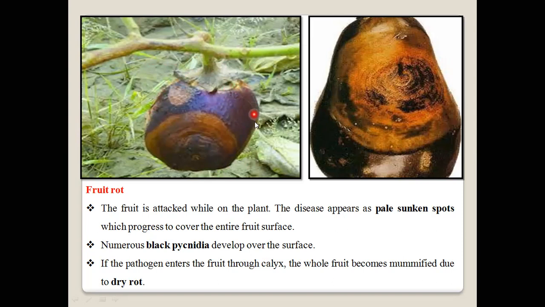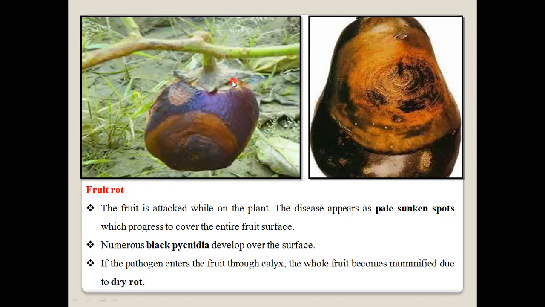Okay, so this is another symptom seen on the fruits, that is, the mummified dry fruits that remain attached and may be seen on the veins or branches of these brinjal plants. This symptom is known as the fruit rot.